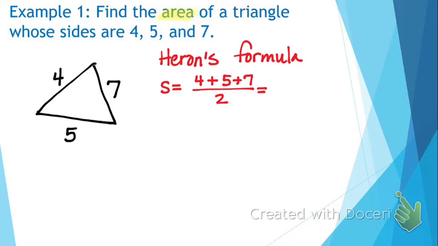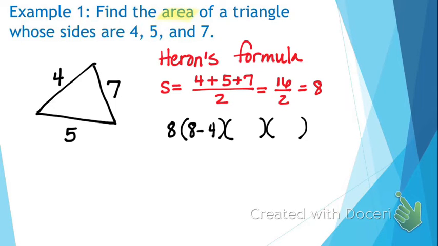So what do you get for S? 8. Anybody else get 8? So 4 plus 5 is 9. 9 plus 7 is 16. 16 divided by 2 is 8. All right, so now let's do that formula. So when you do Heron's formula, you have to take 8, and then I'm going to multiply that by the difference between 8 and each side. So I'm going to put 8 minus the first side, 8 minus the second side, 8 minus the third side. And then take the square root of that number.